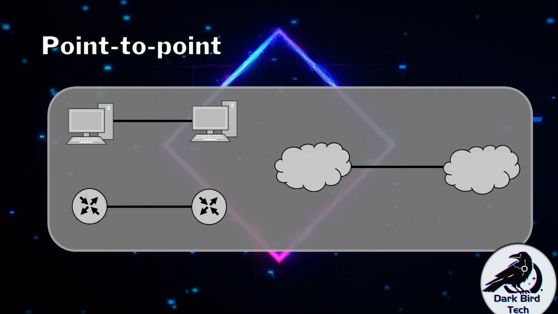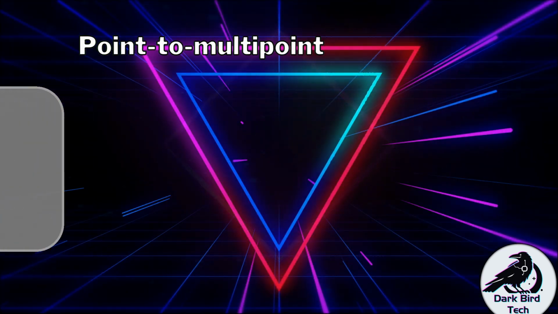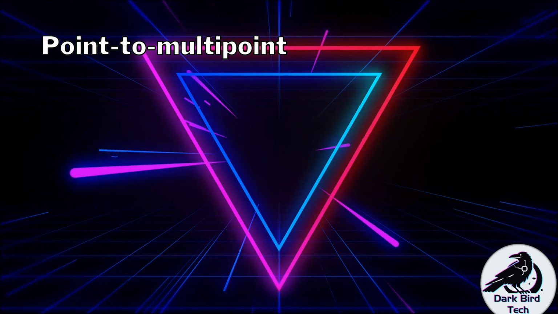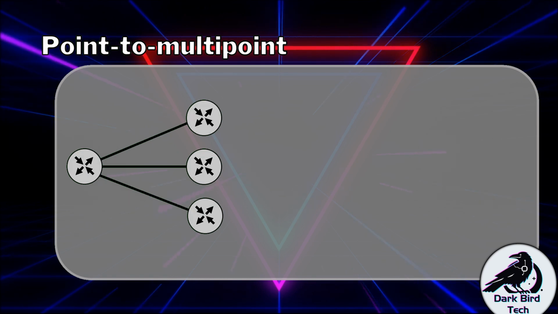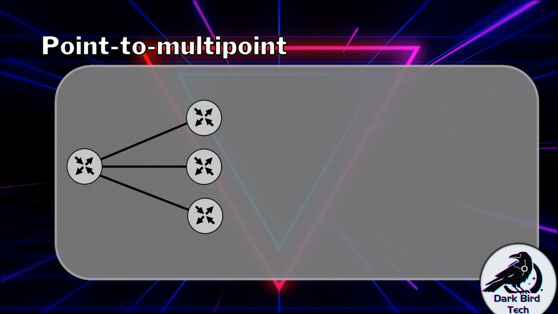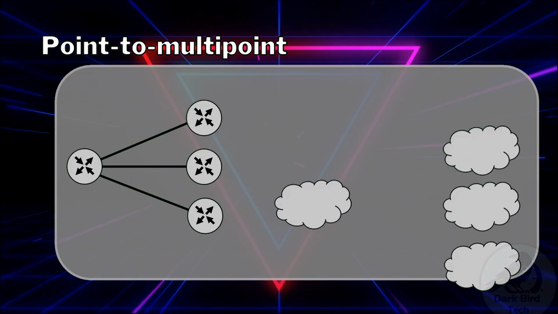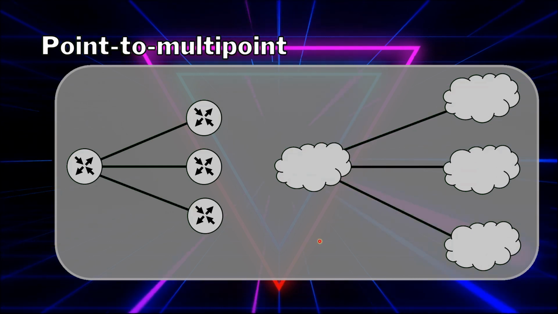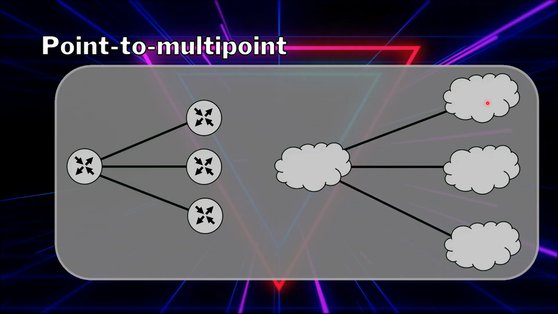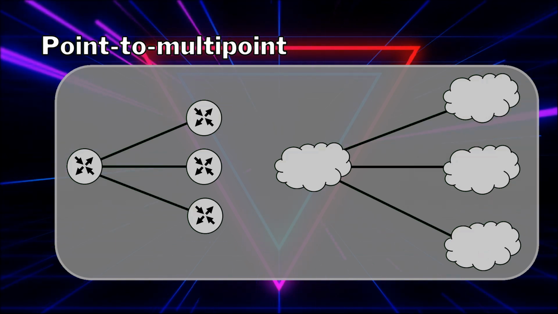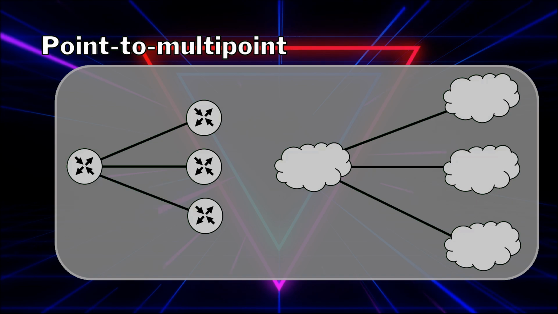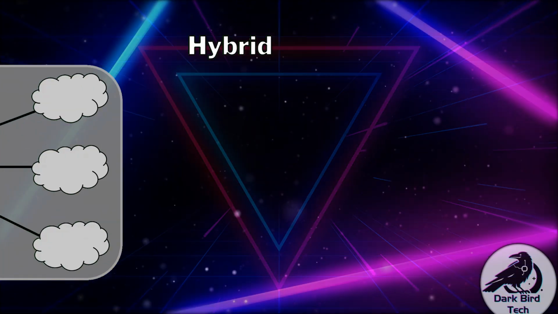If you've got more than 2 sites and you want to connect them like this, then you need to look at a point-to-multipoint topology. We have one central point and then multiple points that all connect to that one central one. And if these were not routers and rather sites, basically this would probably be head office and these would probably be branch locations.